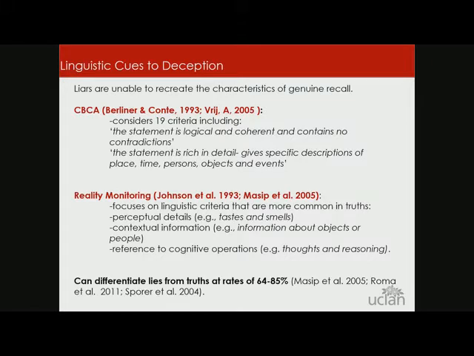Reality monitoring also focuses on criteria that are more common in truthful statements. In this case, it includes things like perceptual details, so tastes and smells, contextual information, so information about objects and events, and reference to cognitive operations. So here we're looking at thoughts and reasonings behind why an individual has done something. And I've given some references in the slide of some research which has shown that these schemes can differentiate lies from truths at rates of 64 to 85%. So there is a suggestion that there's some utility in these approaches in terms of detecting deception.